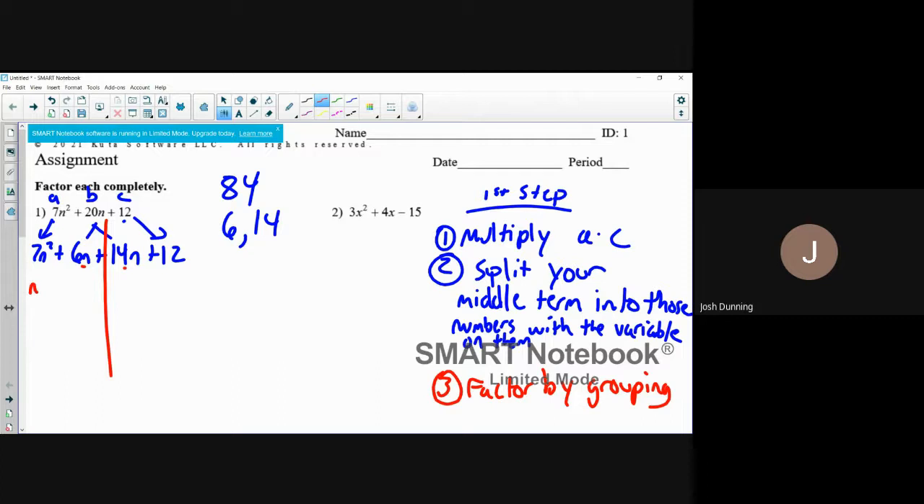So there's a GCF of n. On the right side, there's a GCF of 2. Pull those 7n or plus 6's out, write it once, then what's left over is n plus 2.